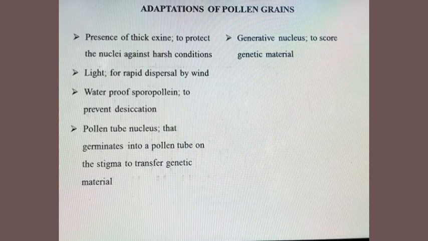There is a generative nucleus. This one stores the genetic material.